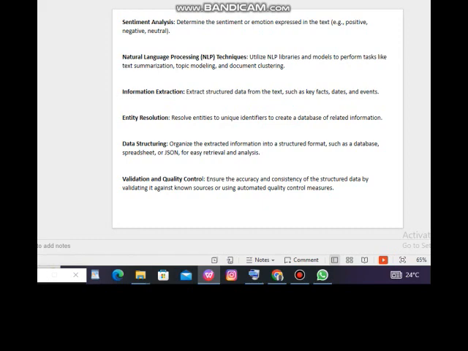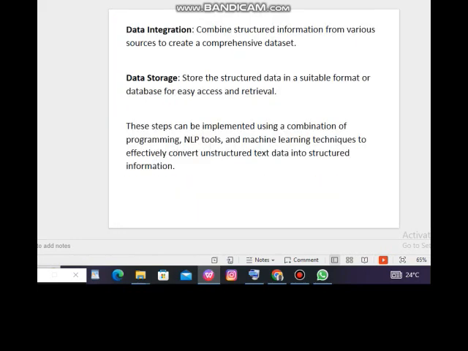Validation and quality control. Ensure the accuracy and consistency of the structured data by validating it against known sources or using automated quality control measures. Data integration. Combine structured information from various sources to create a comprehensive dataset. Store the structured data in a suitable format or database for easy access and retrieval.